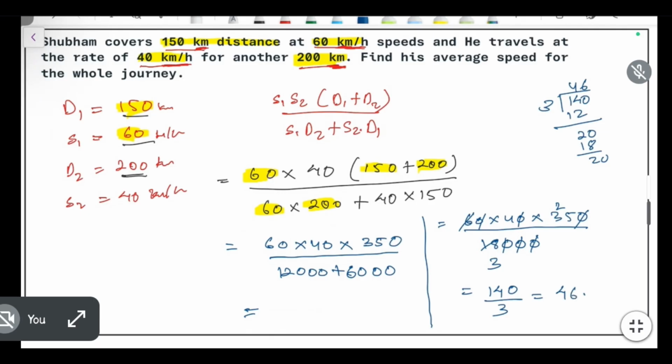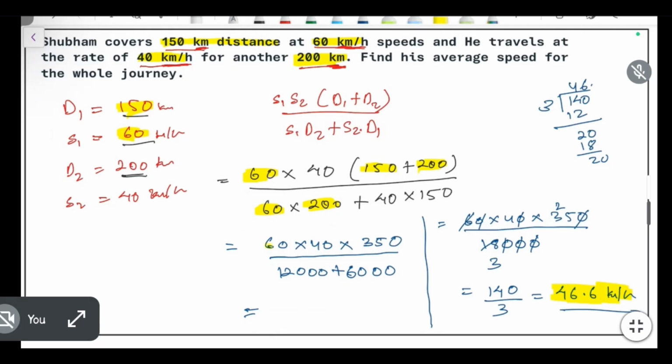46.66 and so on kilometer per hour. It can also sometimes be 46.67. So I'll just stop here.